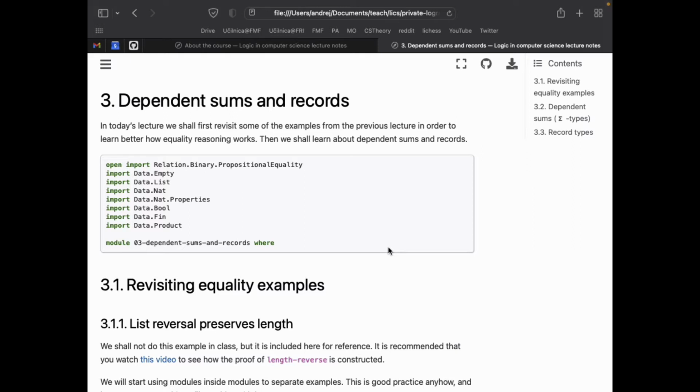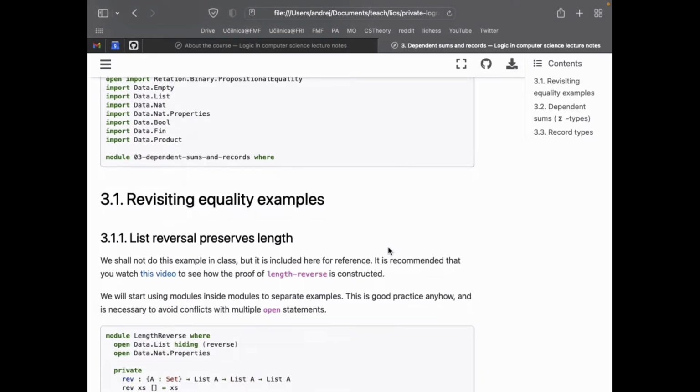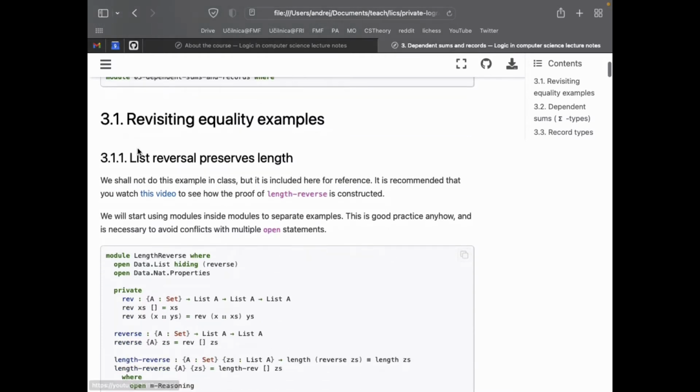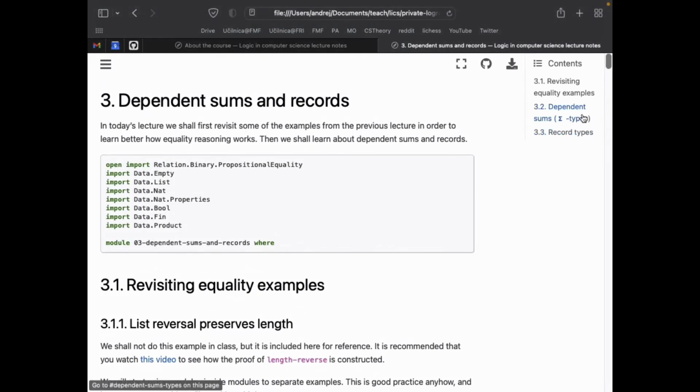So to unrush ourselves, I recorded a video showing how you prove that the length is preserved by reversal of lists. So this is this example here. Today, we're first going to revisit some equality examples because I really want to record equational reasoning. I think it's almost impossible to show on paper how to do equational reasoning. It's really interactive, and so it's better if you see it. So that's what we're going to do at first. And then we're going to look at a new construction called dependent sums and record types.